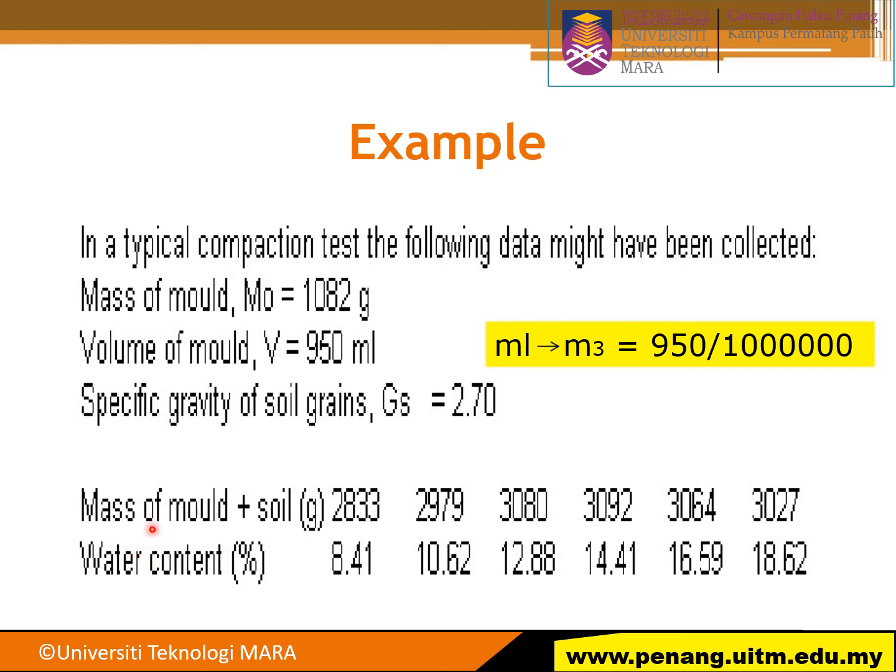First, you have to determine the value of bulk density. We have the mass of mold and soil, and then we have the value of water content. So first, you have to remember that we have to determine the bulk density. Bulk density is equal to M over volume. M is the mass of soil, and V is the volume. First is the mass of soil, so we have to subtract the mass of mold. For example, here 2833 minus 1082.